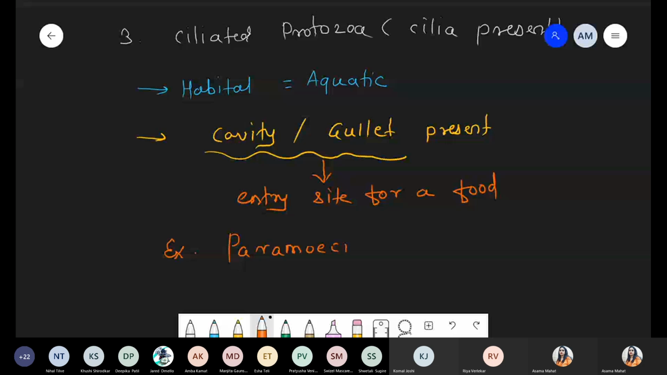And the last point, number 4, is sporozoans. Sporozoans are those in which infectious spores are present. This particular group of protists, the protozoans, produce these spores. More specifically, infectious spores.